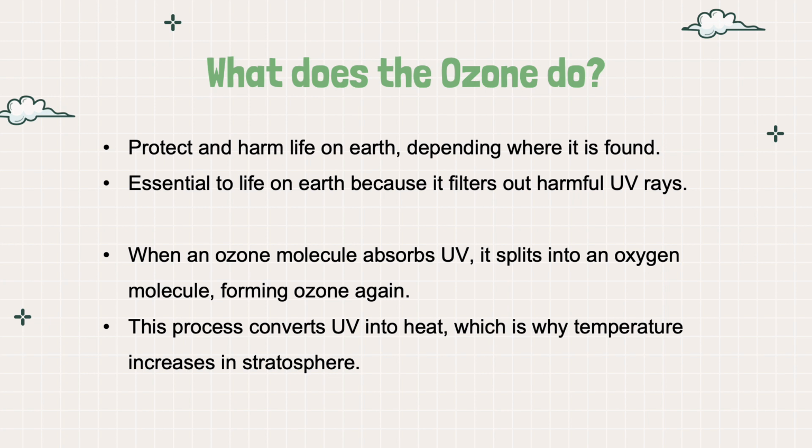The ozone has the potential to protect and harm life on Earth. This depends on how high up the life is found. We already know that the atmosphere filters out harmful UV rays, but this process is supported by the ozone layer. When the ozone molecules absorb UV, the UV rays split into an oxygen molecule, and they create more ozone molecules. As this process occurs, it heats the stratosphere, which increases the temperature because the UV is converted into heat.